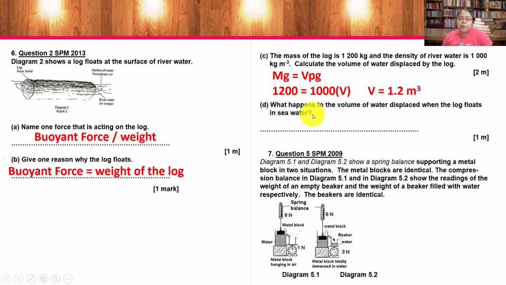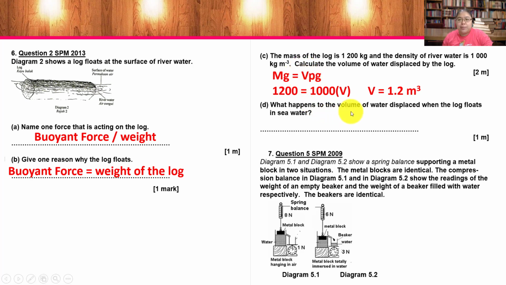Okay, now we go to D. What happens to the volume of water displaced when the log floats in sea water? The keyword is sea water. Sea water, the density should be higher. Because mg cannot change, if rho becomes higher, your volume displaced must be less, because this one should be a constant number. One goes up, another should go down.